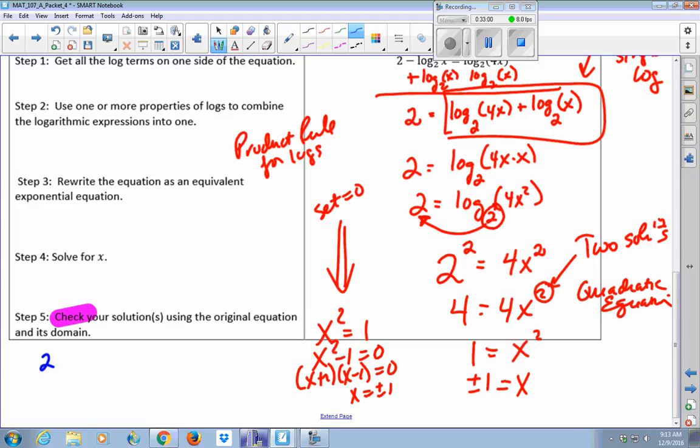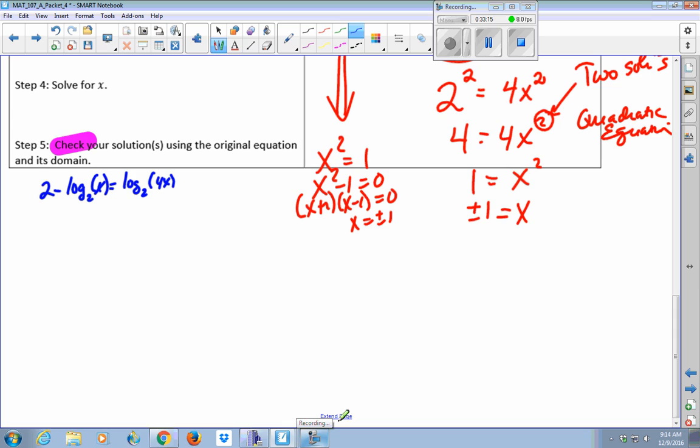So we go back to our original equation, and that's where we always go back to our original equation, because if we made a mistake in our algebra on the way down to solving for x, and we don't use the original equation, then we won't find our error. So 2 minus log base 2 of 1 equals log base 2 of 4 times 1.